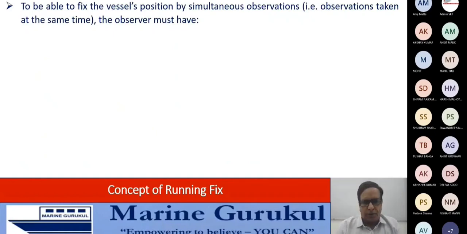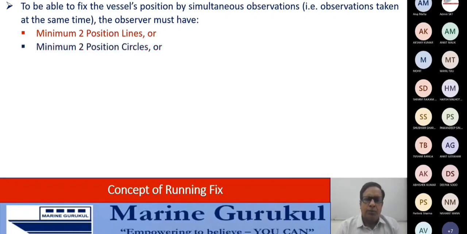Be able to fix the vessel's position by simultaneous observations. That is, the observations which are taken at the same time. We must have minimum 2 position lines or minimum 2 position circles or minimum 1 position line and 1 position circle.